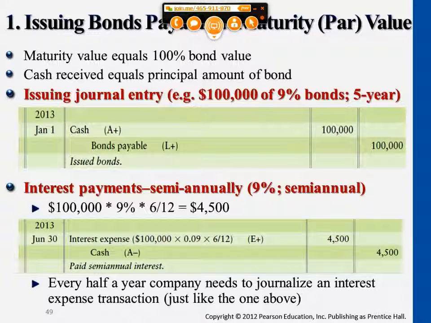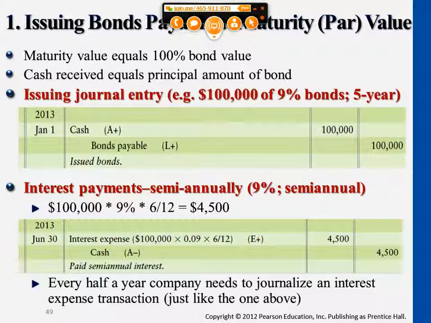Second entry here, half a year later. Remember that with bonds, we usually pay interest half a year later, semi-annually. So half a year later, interest expense, just like how we calculate short-term notes and long-term notes interest, is principal amount times interest rate times half a year. The time period is half a year because bond interest is usually paid every half a year.